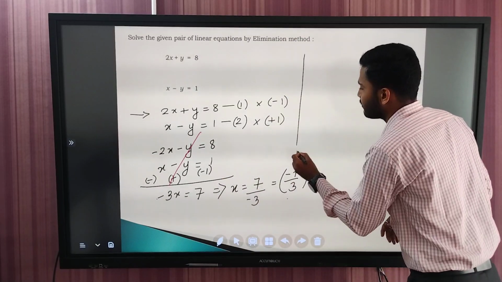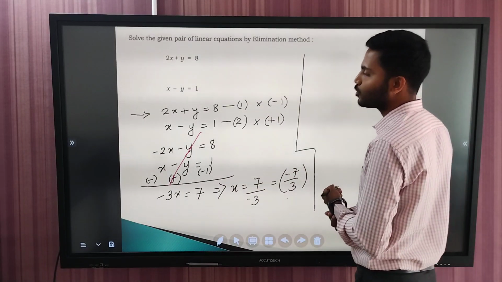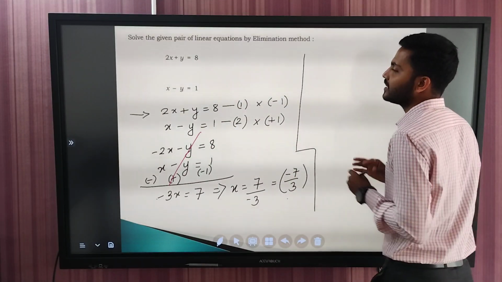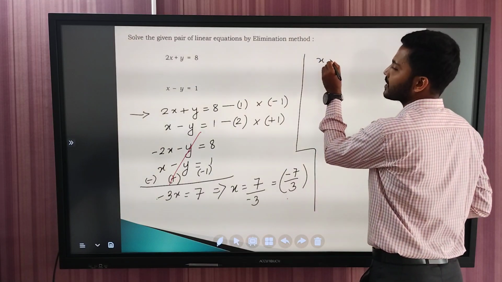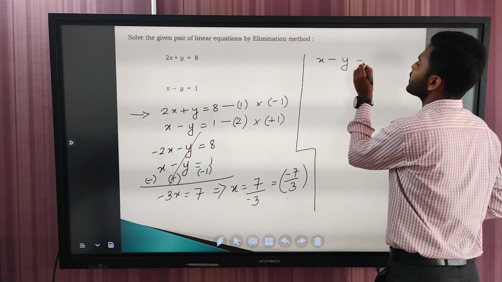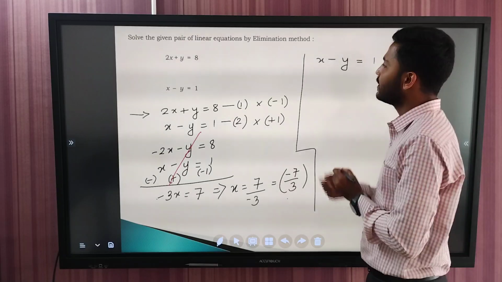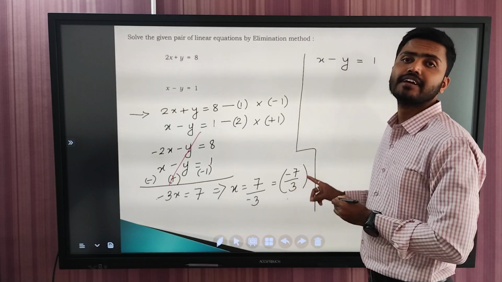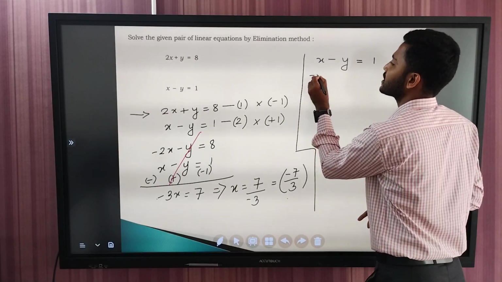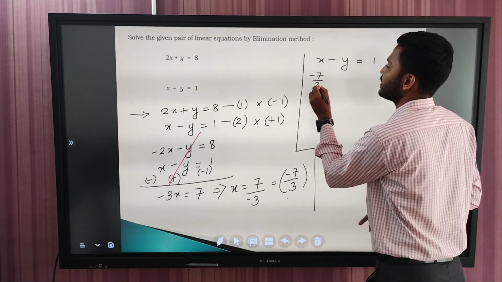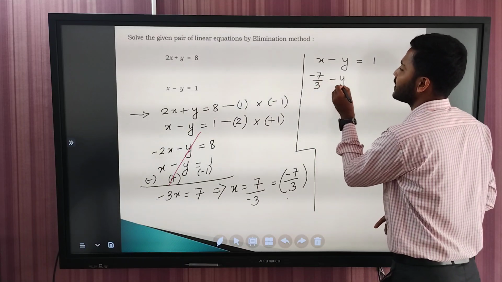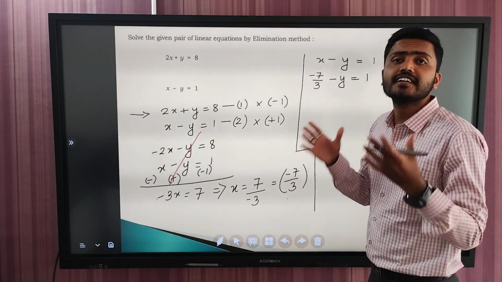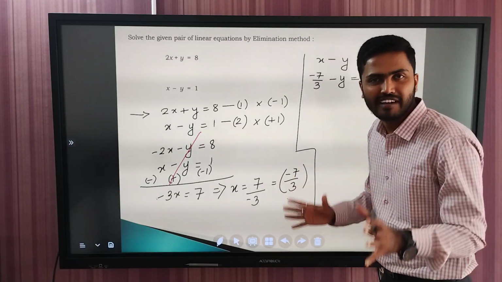Okay. So now let us put the value of x in equation number 2 because it's much simpler when compared to equation number 1. So what is equation 2? It is x minus y is equal to 1. Correct? So what is the value of x? The x value is minus 7 divided by 3. So minus 7 by 3 minus y is equal to 1. Okay? I just want the value of y.